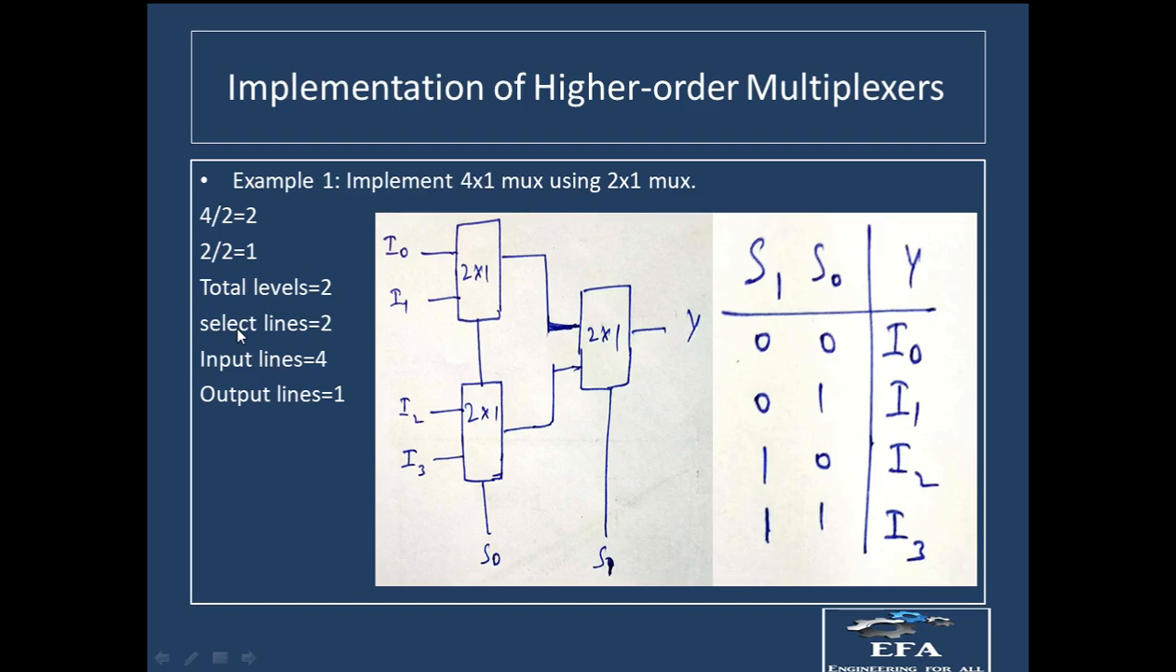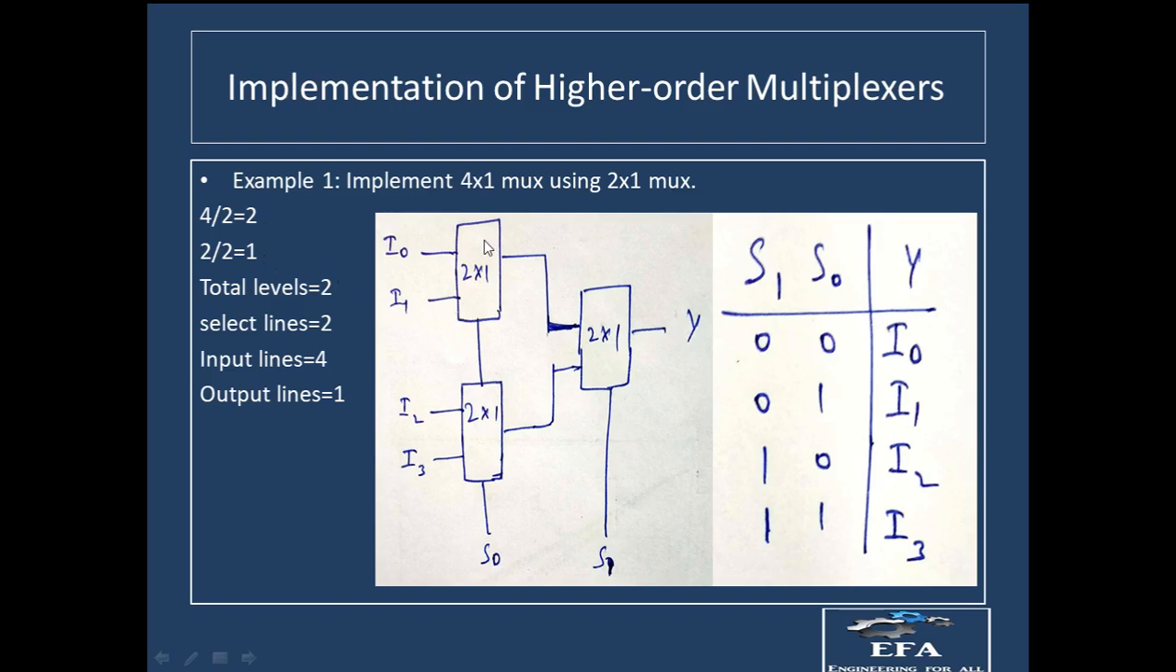And how many select lines do we require? Because we are making a 4 is to 1 multiplexer, 4 can be written as 2 power 2, therefore 2 select lines are required. Because this is a 4 is to 1 multiplexer, 4 input lines will be there, and ultimately we will have one output line. As already discussed, we need three 2 is to 1 multiplexers.